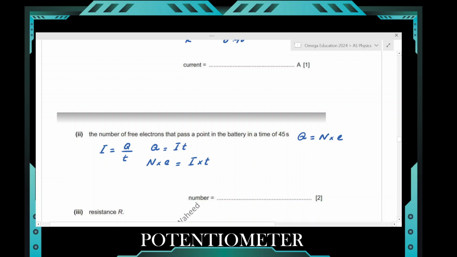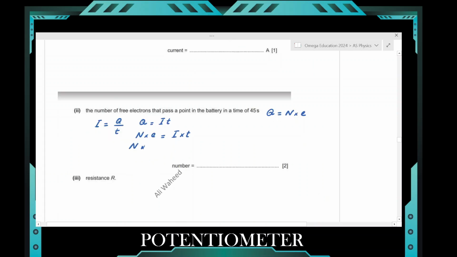If you want to represent the number of electrons by small n, it's totally your choice, but the n here represents the number of electrons. So what is the number of electrons? Well, we need to find out. What is the charge on each electron? 1.6 into 10 to the power minus 19, and the value of current was 2.0, and time is given as 45 seconds.